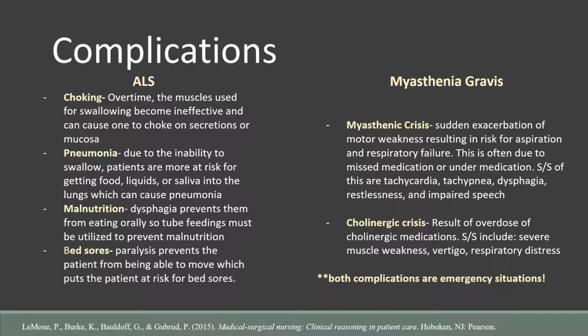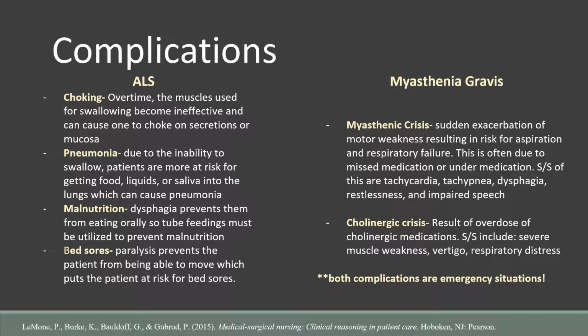Complications from ALS can include choking. This is because over time, the muscles used for swallowing become ineffective and can cause one to choke on secretions or mucosa. Pneumonia. This is due to the inability to swallow. Patients are more likely at risk for getting food, liquids, or saliva into the lungs, where they aspirate and cause pneumonia. Malnutrition. Dysphagia prevents them from eating orally, so tube feedings must be utilized to prevent malnutrition. And bed sores. Paralysis prevents the patient from being able to move, which puts the patient at greater risk.